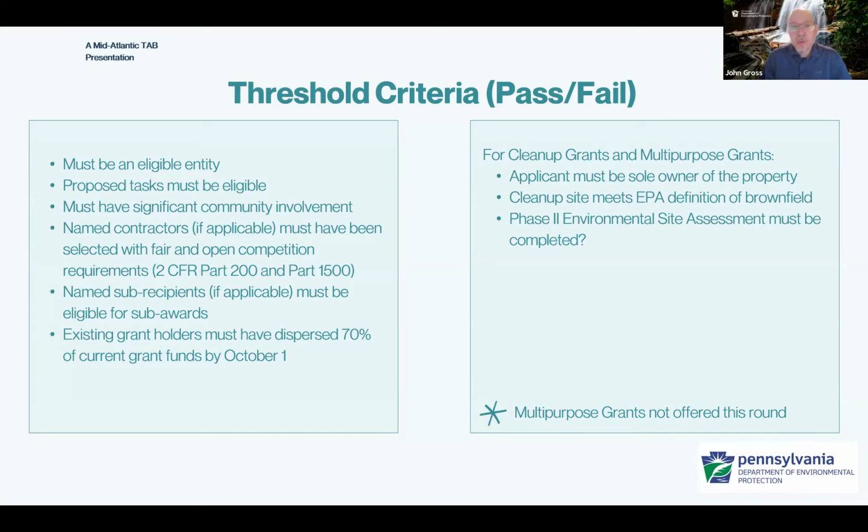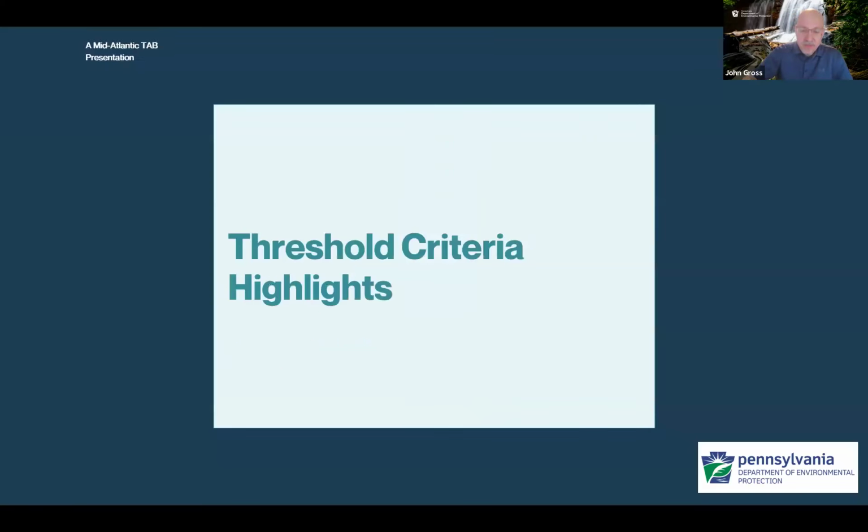And then for the cleanup and multi-purpose grants, the applicant, again, I think Dawn already mentioned this, has to be the sole owner of the property. The site has to meet the EPA definition of a brownfield, and the Phase 2 assessment must have been completed. So I think that's all for that one. Let's move to the next one.